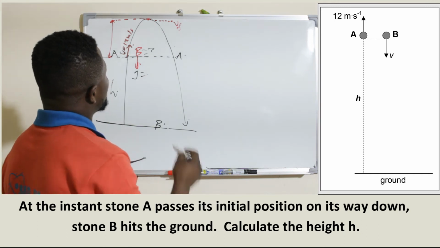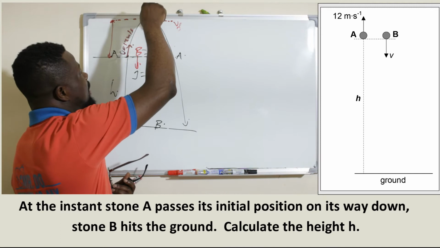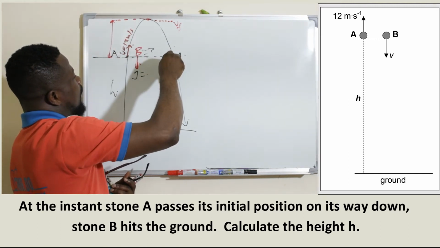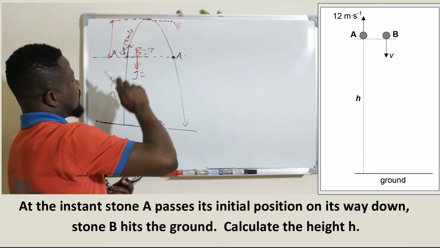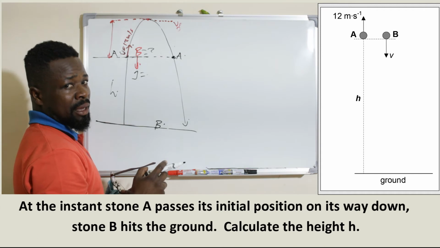One interesting thing we have to take note of is that the time from here to reach the maximum height is going to be the same time that it's going to take A to reach the initial position where it returned. So we're going to use that same time that we have out there.